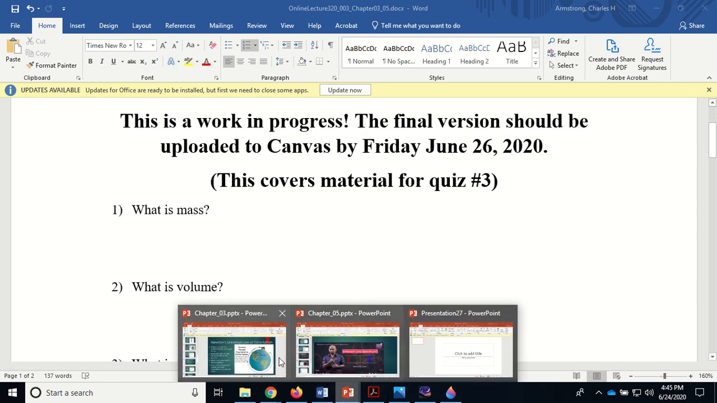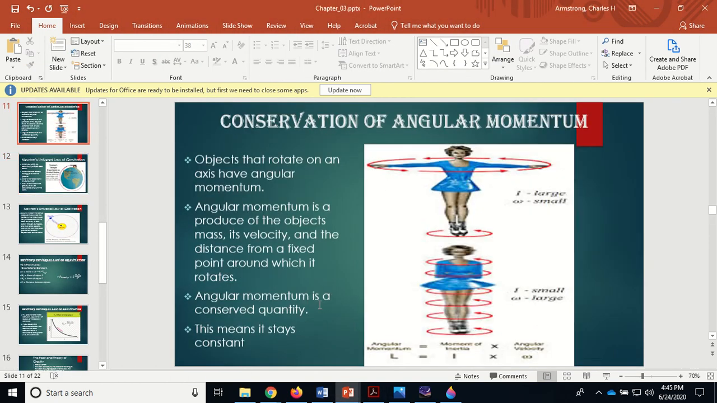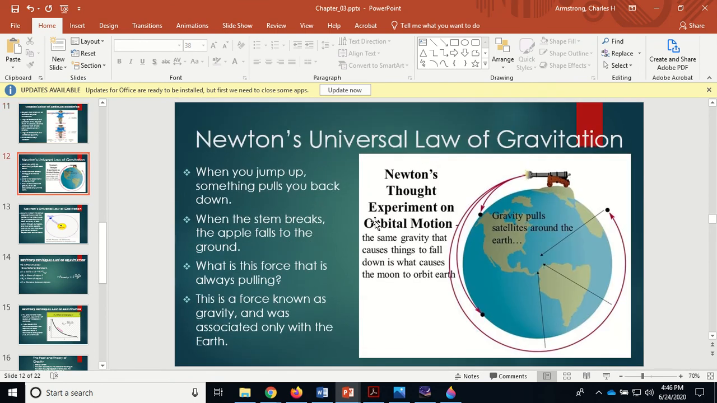All right, so I want to go to this one. So you see, this is where we were last time. We were on this one right here, conservation of angular momentum. We talked about that. Now we want to get to Newton's universal law of gravitation. So when you jump up, something pulls you back down. When the stem breaks, the apple falls to the ground. What is the force that is always pulling down, pulling, not pushing, but pulling? This is a force known as gravity, and it was associated only with the Earth.